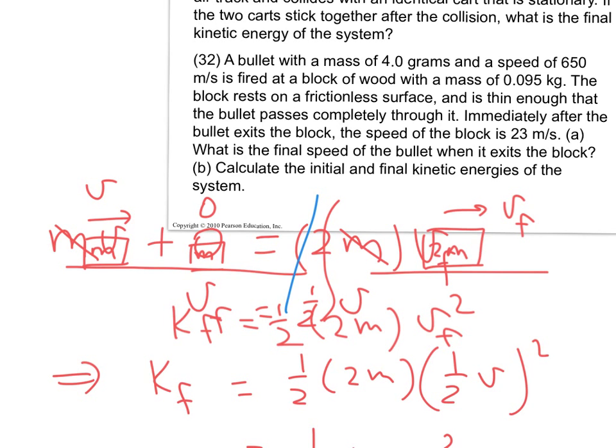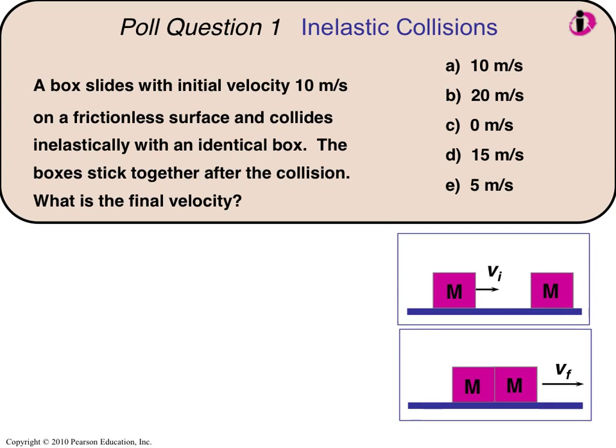I will work out number 32. Okay, this one is so simple. I want to see how many of you here can work it out. A box slides with an initial velocity. Look at the diagram, right? V initial, which is this quantity, is 10 meters per second. It's on a frictionless surface and collides inelastically with an identical box, so same mass. The boxes stick together after the collision. What is the final velocity? You have to assume that this one is stationary. It isn't drawn as if it is moving. So this is a simple problem.